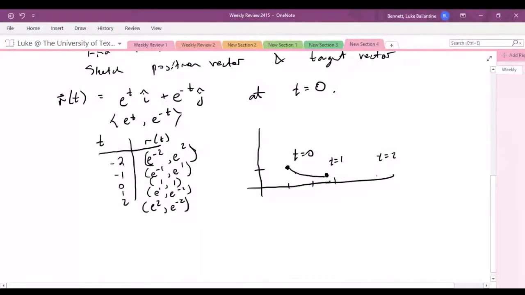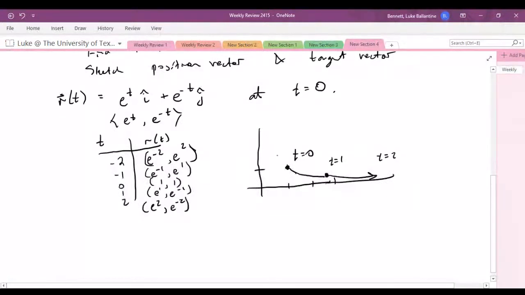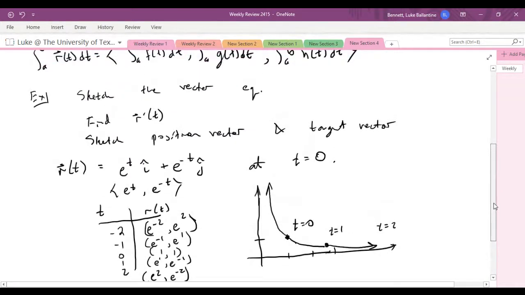So really this is the graph of 1 over x in the first quadrant. Okay, so we sketched the vector equation.